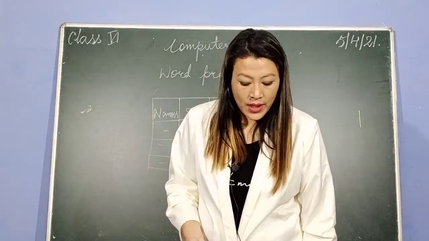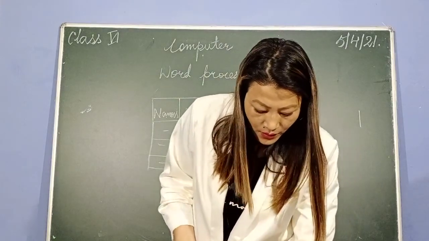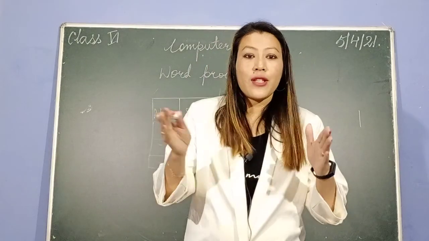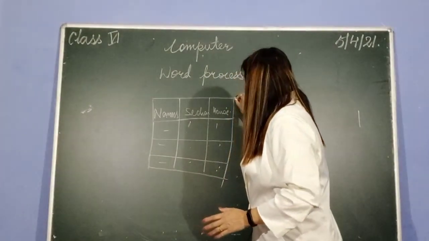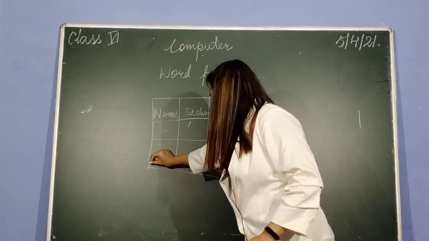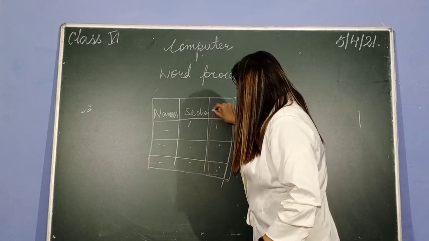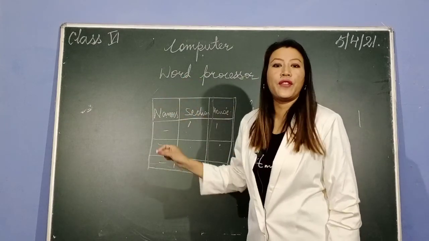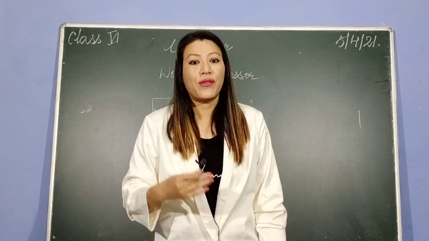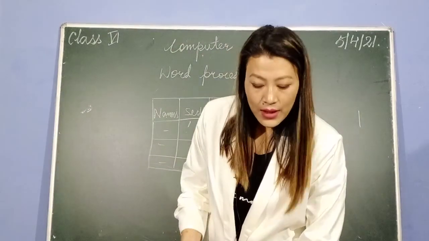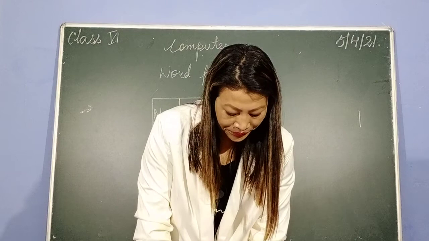Editing a table means you can just change the size of the table. You can change the border size of the table. These are the border sizes. You can change the color of the table. You can fill the color inside the table, background color. You can edit the font colors.